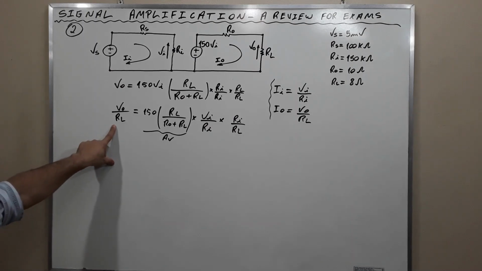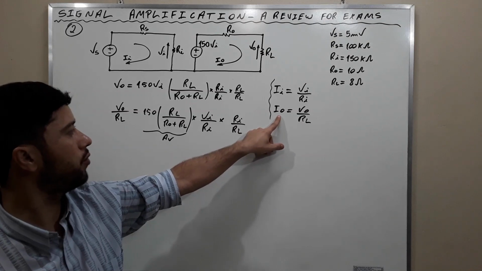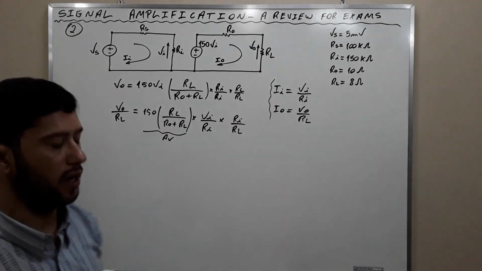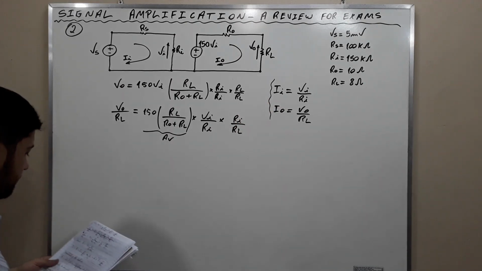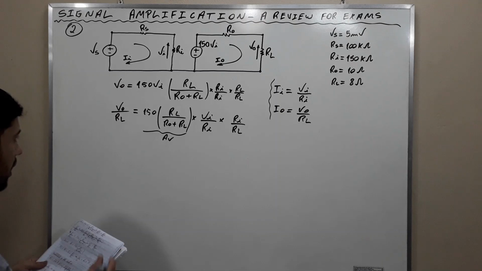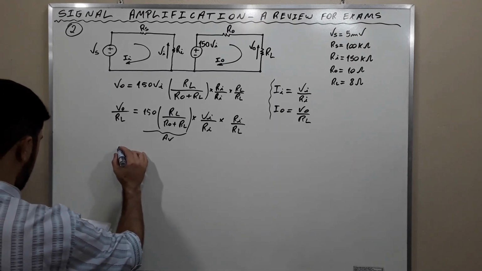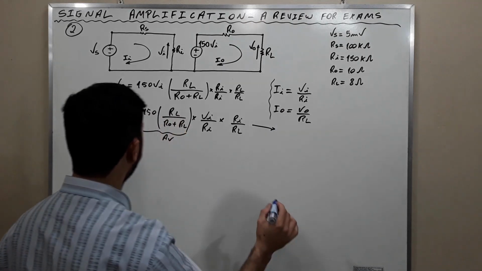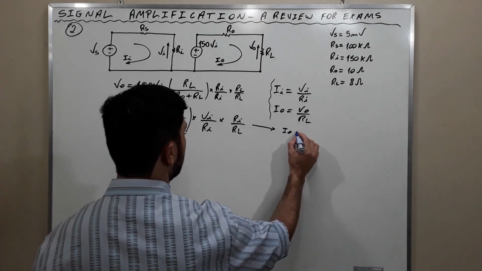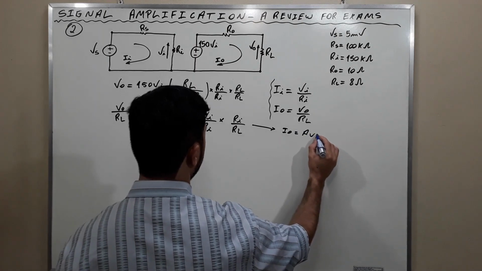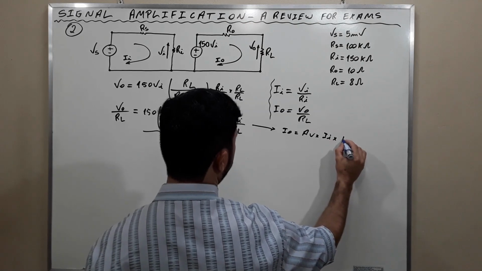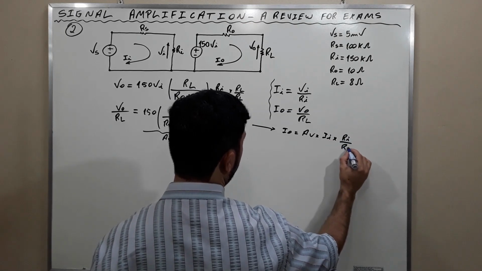Here, observe that VO over RL is IO. And observe that VI over RI is II. Then, okay, IO, let me pass here this step here. IO is equal to AV times II times RI over RL.